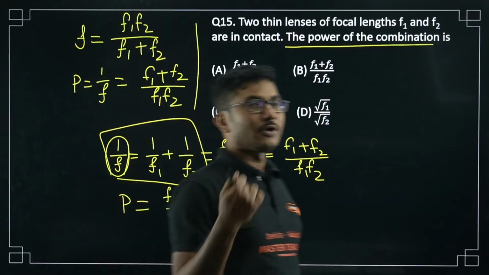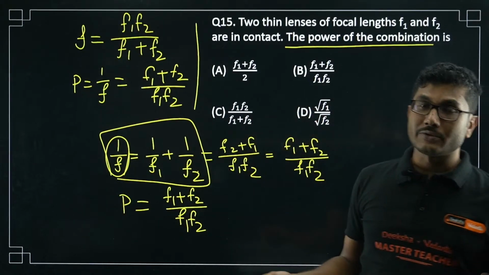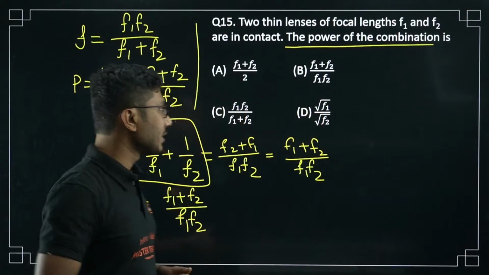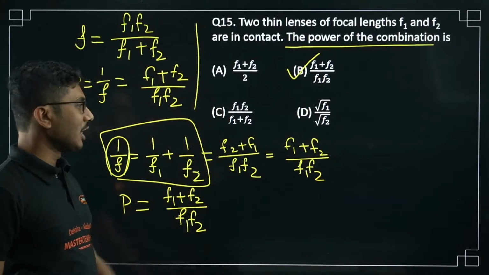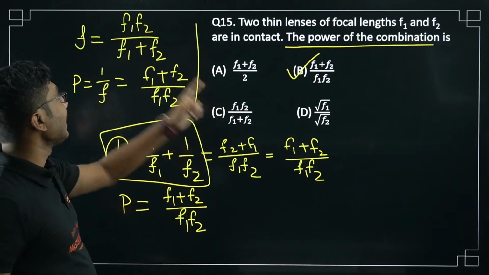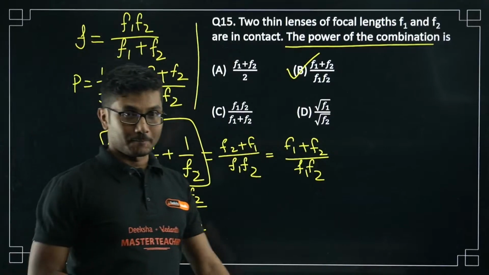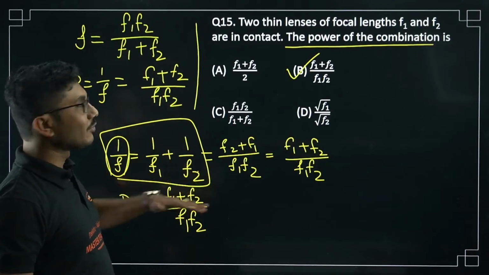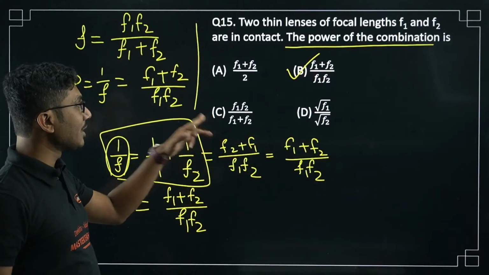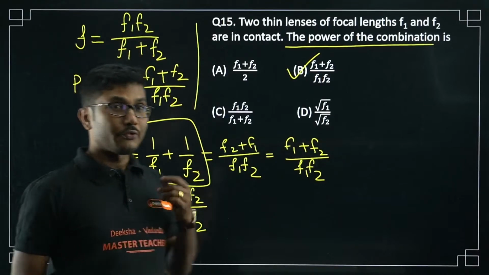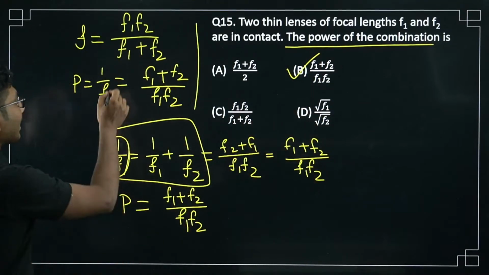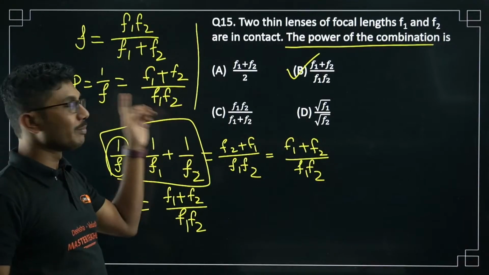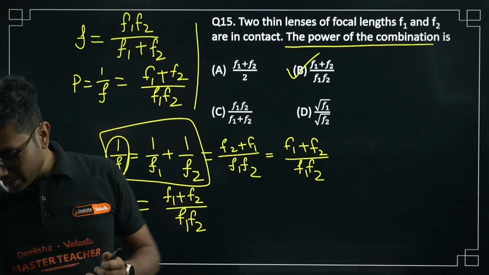If you remember this formula, it will help you to solve numerical questions in case you come across such questions. So definitely option B is correct, not option C. Option C would be correct if they asked you for focal length. That's why I said be careful while answering this question. They have asked you about the power. So power is 1 upon focal length, that is f1 plus f2 by f1 f2, right?